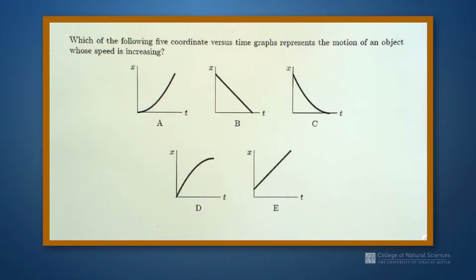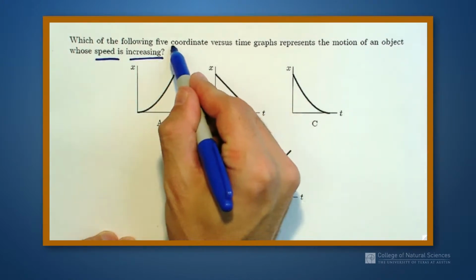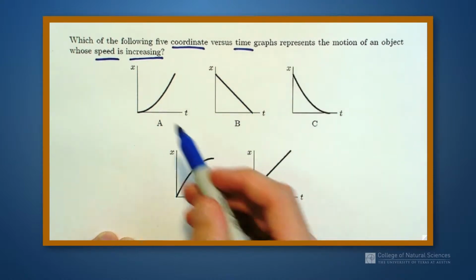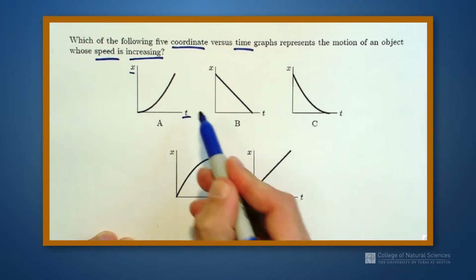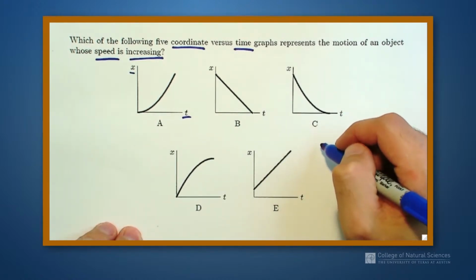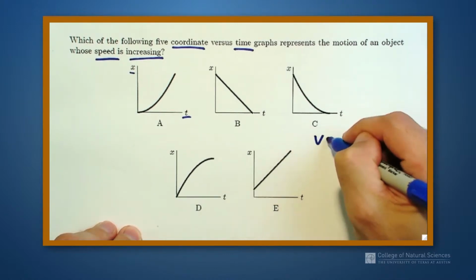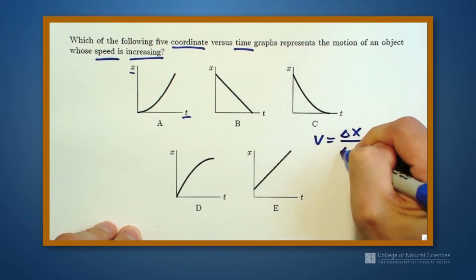Which of the 5 coordinate versus time graphs, so position versus time graphs, represents the motion of an object whose speed is increasing? We have coordinate versus time graphs, so position versus time again, and we want to find speed increasing. Well, again, when we're looking at these graphs, we know that the velocity is the change of position over change of time.